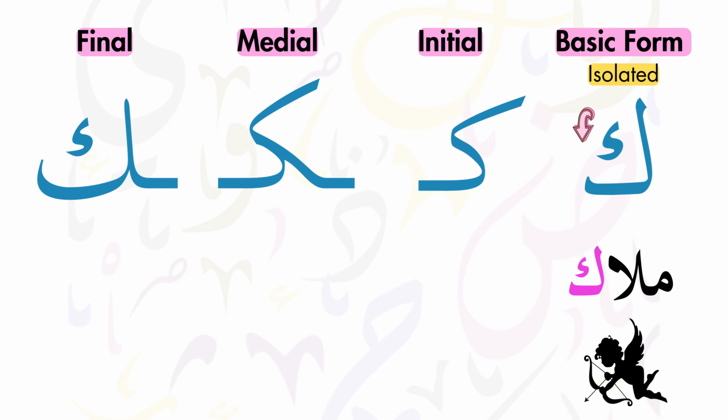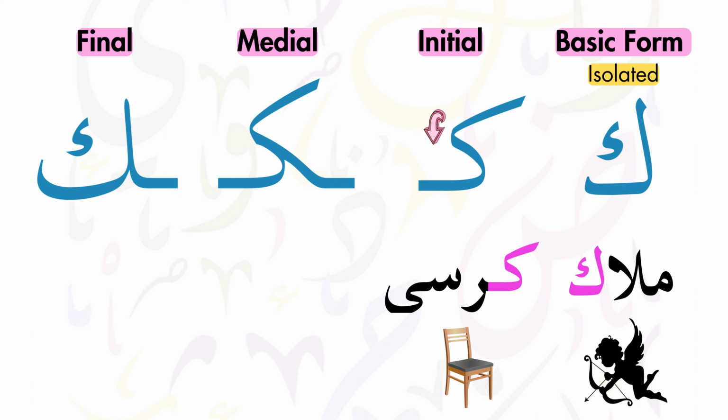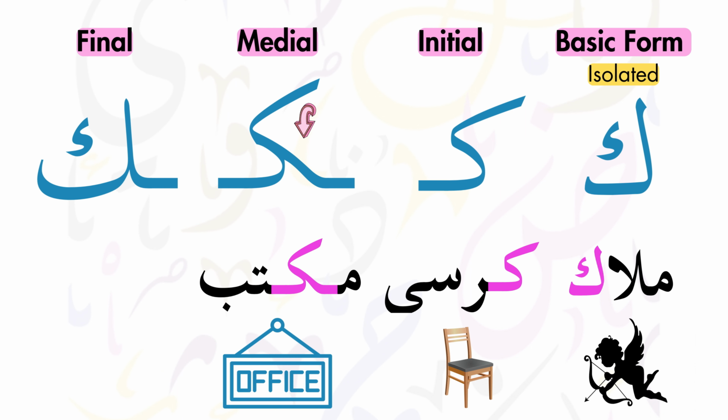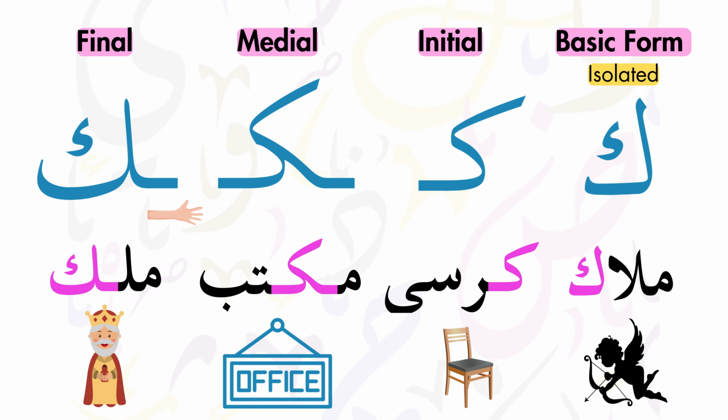which means angel. The second form is the initial, which comes in the beginning of the word with one hand from the left, as in the word kursi, which means chair. The third one is the medial form, which comes in the middle of the word with two hands from the right and the left in order to be attached to the previous and the next letter, as in the word mektab, which means office. Then the last form is the final one, which is similar to the basic with one hand from the right, as in the word melik, which means king.